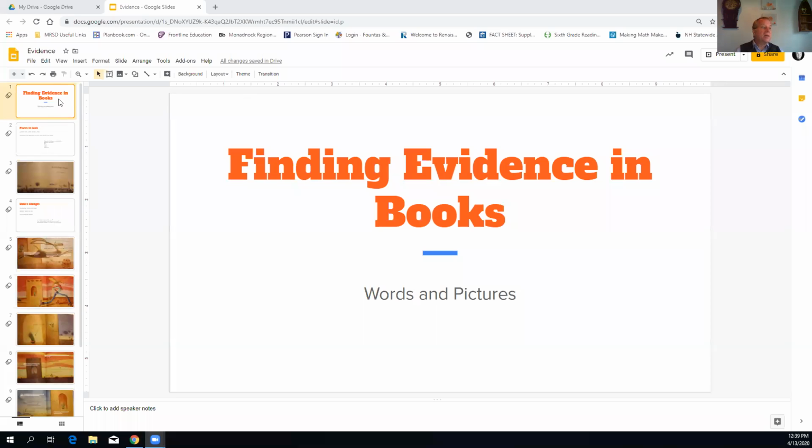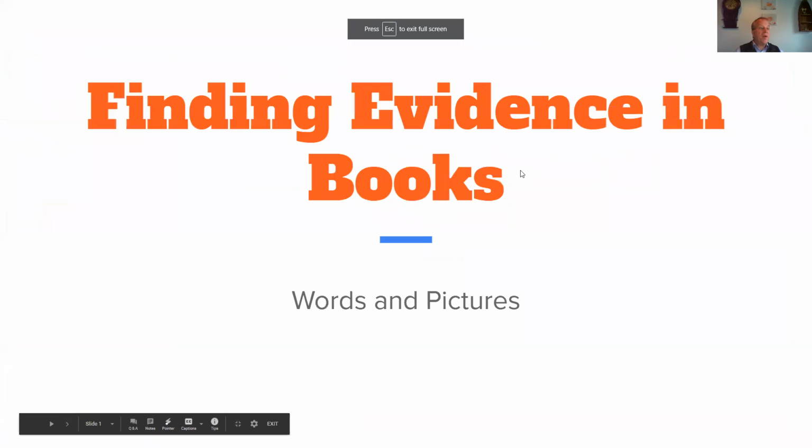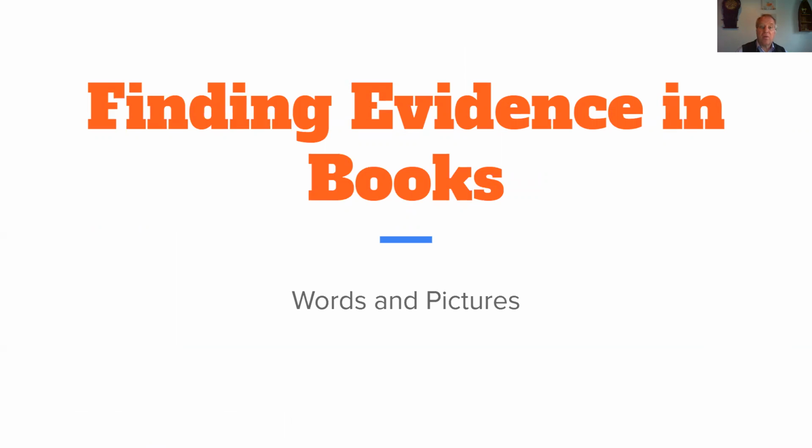So I am going to share this screen here, and we're going to go ahead and get started. All right. So we're finding evidence in books, and we're looking in the words and the pictures of the book to figure out some characteristics of characters in the book or some feelings of characters in the books. And I want to start off with some places to look. We look in the words.